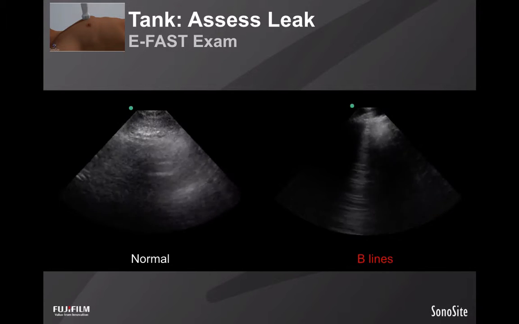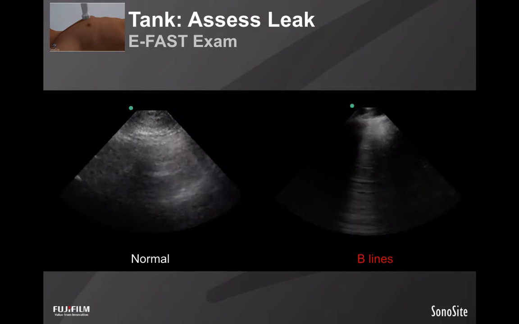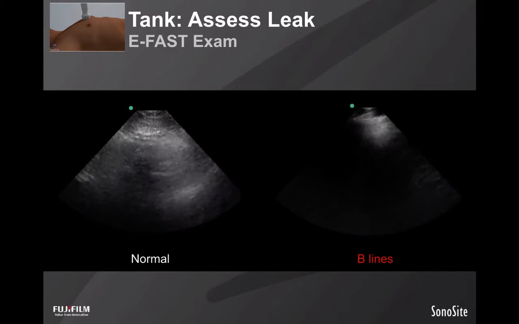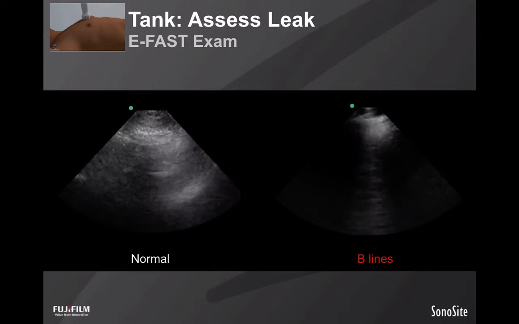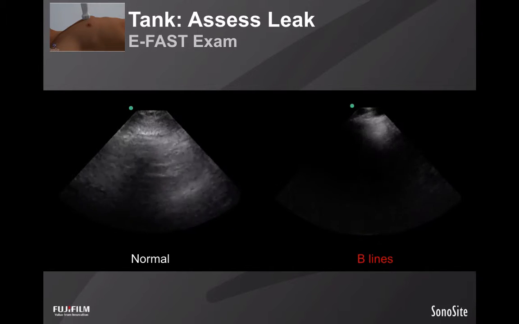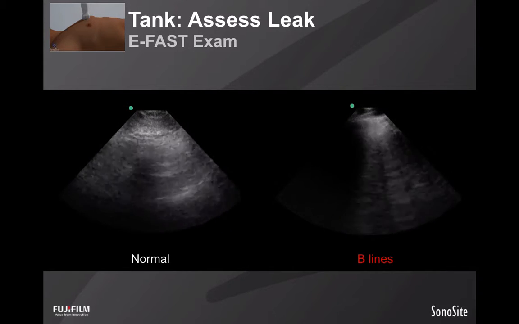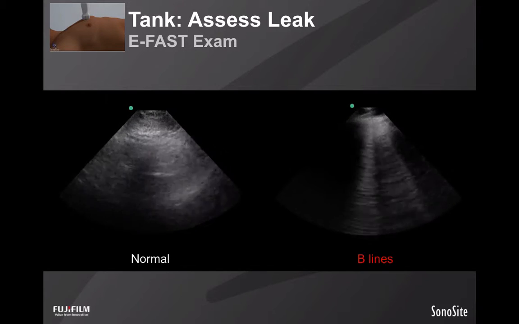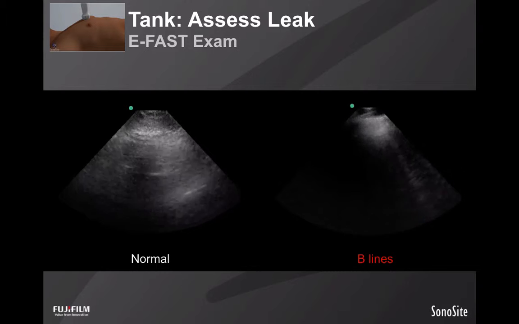Next, we place the transducer on the anterior chest wall with the orientation marker towards the patient's head, looking for evidence of volume overload, such as B lines, which signify pulmonary edema. It is useful to know that the ability to visualize B lines rules out the presence of pneumothorax in that space.